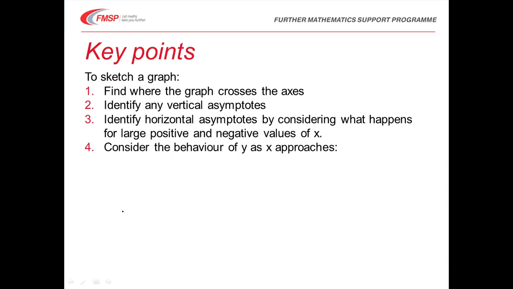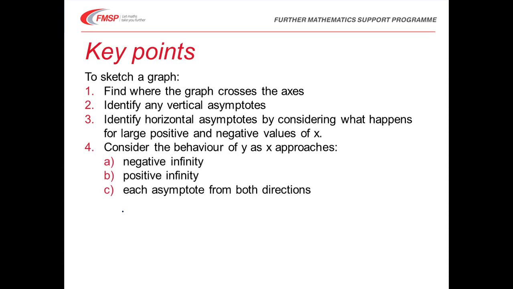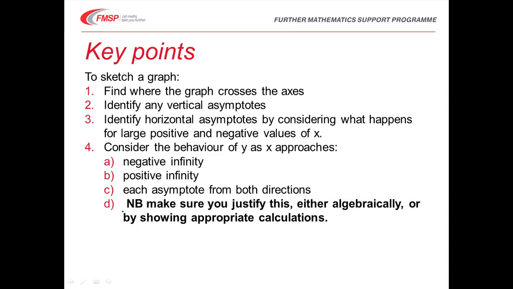And then you need to consider the behaviour of y as x approaches negative infinity, positive infinity, and each asymptote from both directions. You need to be able to justify both of these either algebraically or by showing appropriate calculations. Either method is fine. As I said, it's quite a good idea to try it by both methods so that you can be sure.